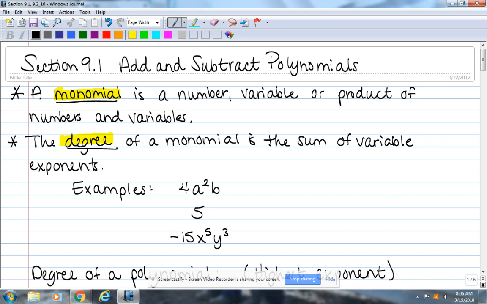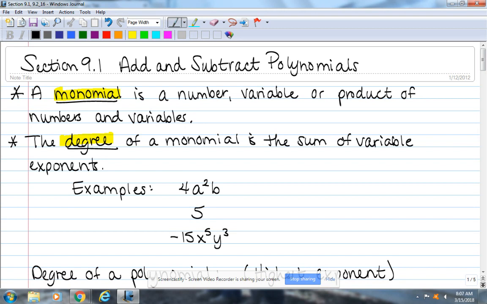So let's just talk about what a polynomial is. First of all, a polynomial is made up of different monomials. Now, mono means one, okay? So if you're monogamous, that means you only have a relationship with one person, all that stuff. Mono always means one.